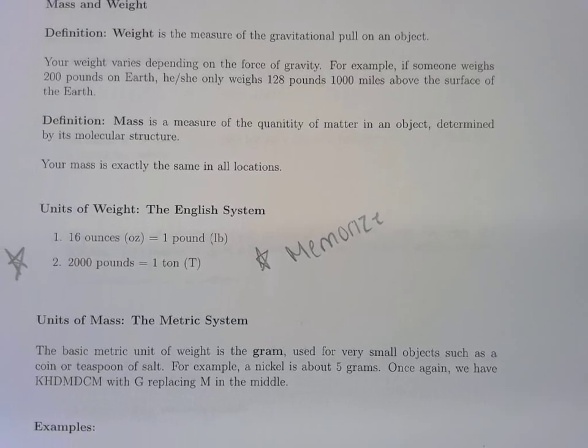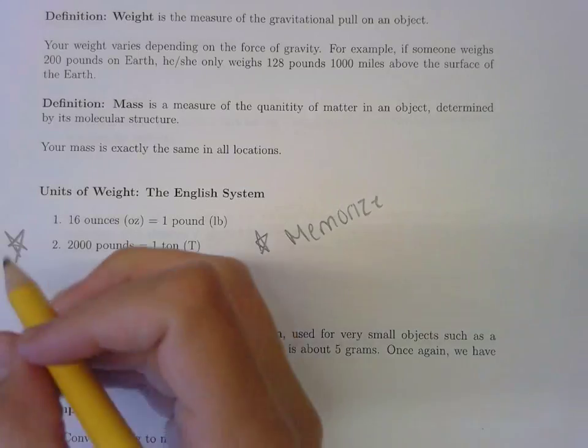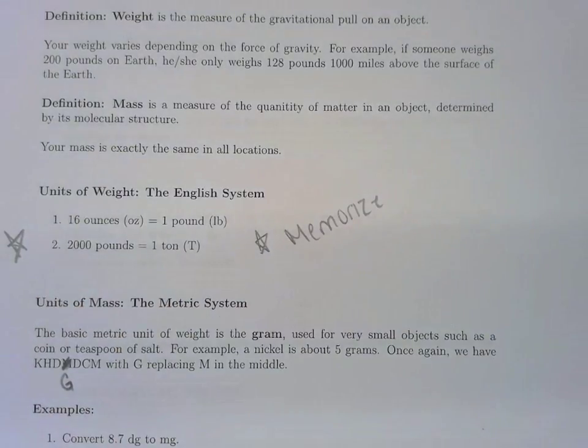Okay, and then units of mass, this is for the metric system. The basic unit of weight is the gram, used for very small objects such as a coin or teaspoon of salt. For example, a nickel is about 5 grams. Okay, so you can kind of get a sense of how heavy a gram would feel. So a nickel is about 5 grams. Once again, we have the King Henry died Monday drinking chocolate milk, with the G replacing the M in the middle. Okay, so instead of having this M, we're going to have a G here for grams. So we have kilograms, hectograms, decagrams, grams, decigrams, centigrams, and milligrams.